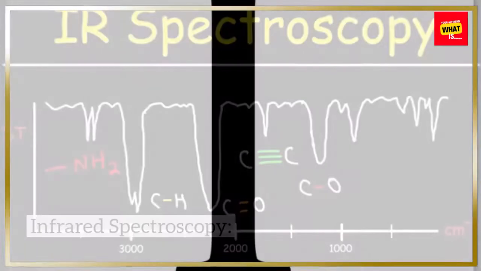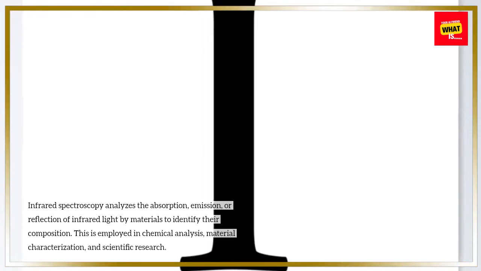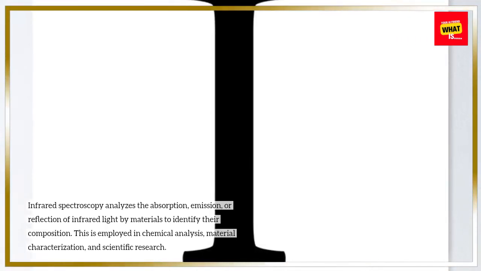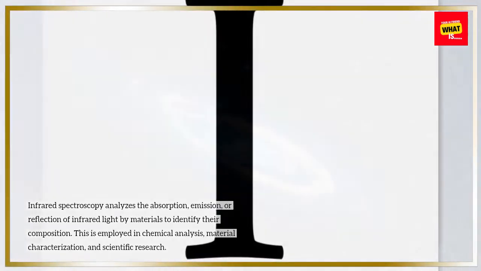Infrared spectroscopy. Infrared spectroscopy analyzes the absorption, emission, or reflection of infrared light by materials to identify their composition. This is employed in chemical analysis, material characterization, and scientific research.